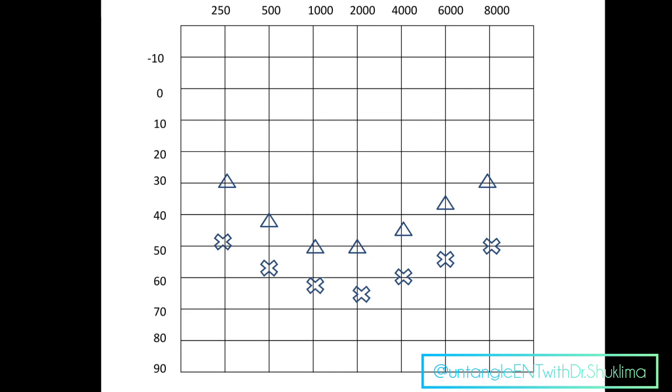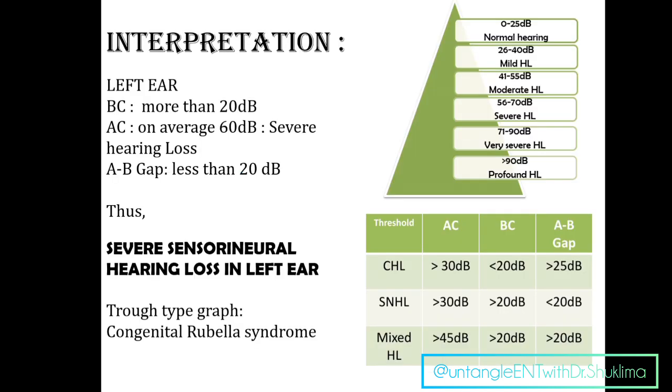Now look at this one. This is again blue, means left ear. AC, air conduction, is an average of 60 decibel, which is severe hearing loss. Bone conduction is again more than 20 decibel. AB gap is less than 20 decibel. It is severe sensorineural hearing loss in the left ear. But see, this is a trough type. This typical pattern is found in congenital rubella syndrome.